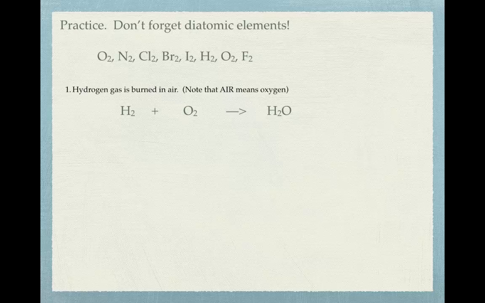I have 2 hydrogens on the left-hand side and 2 on the right, so I'm balanced in that sense, and I am following the law of conservation of matter. But notice I have 2 oxygens on the left, but only 1 on the right, which means I need to put a 2 in front of H2O. And now, since I have 4 hydrogens, I need to put a 2 in front of H2.